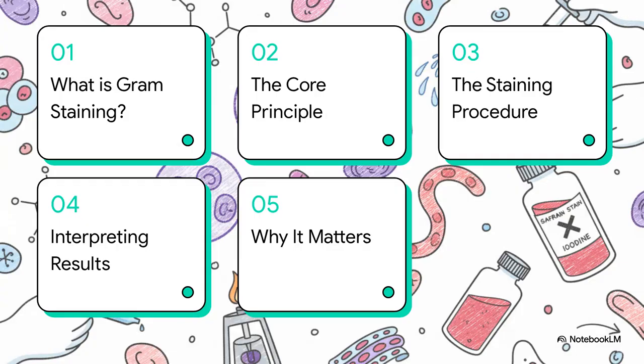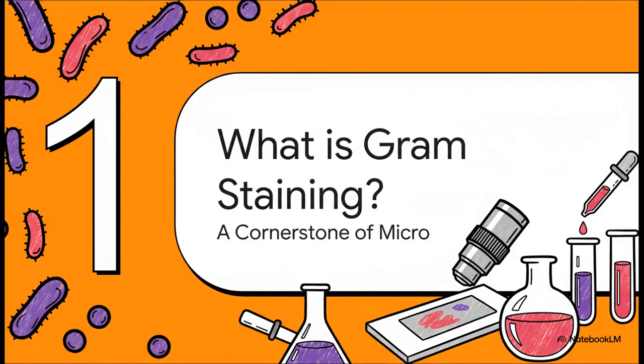So, here's our game plan. First, we'll cover the basics. What exactly is gram staining? Then, we'll get into the science of why it actually works. After that, we'll walk through the procedure step by step, figure out how to read the results, and finally, tie it all together to see why this old-school test is still a giant in modern medicine. All right, let's get into it.